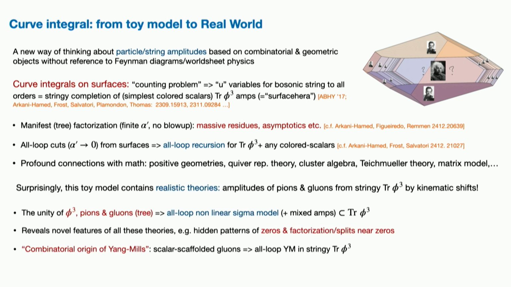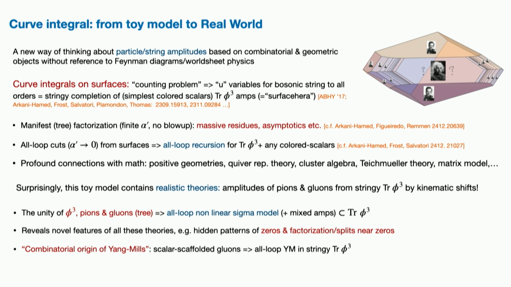Very surprisingly, you may think that this is all for this toy model, trace phi cube. Okay? So why do you care so much about trace phi cube? Very surprisingly, this toy model, actually, this stringy trace phi cube amplitude, these curve integrals, contain realistic theories. At least for colored particles, now we understand that all loop amplitudes of pions and gluons, the gluons being the non-supersymmetric Yang-Mills, not the N=4 super Yang-Mills, in arbitrary space-time dimension, are contained in this stringy trace phi cube amplitudes. You just need to shift your kinematics to a different point. I'll get into this in a moment.